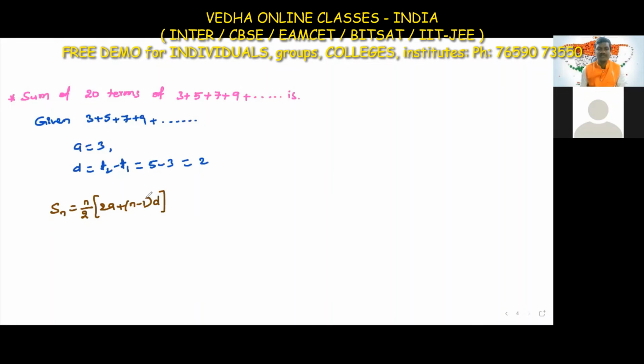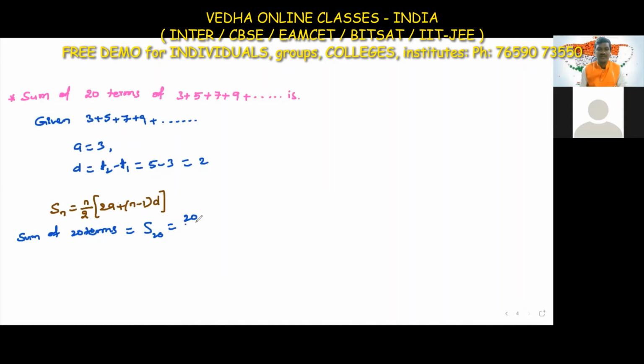2a plus (n minus 1) into d. We know the a value, d value, and n also. He is asking for the sum of 20 terms. Sum of 20 terms is S20, he is asking.